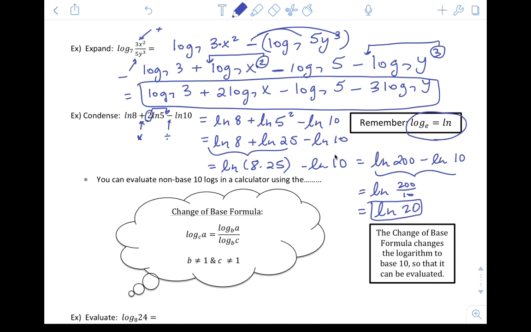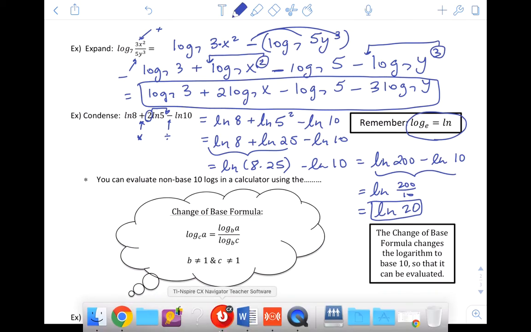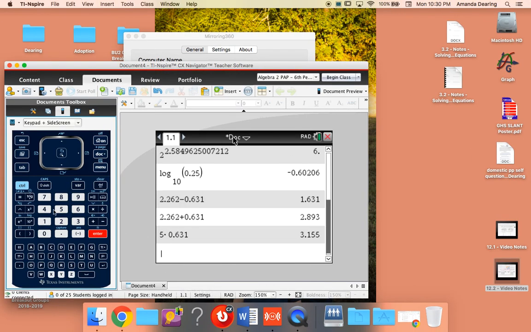Did I condense this down correctly back to natural log of 20? Let's find out. So when you type this in, you've got your natural log, and I'm just going to type whatever it originally said. It was the natural log of 8, close off the parentheses, plus 2 times the natural log of 5, close off the parentheses, minus the natural log of 10.